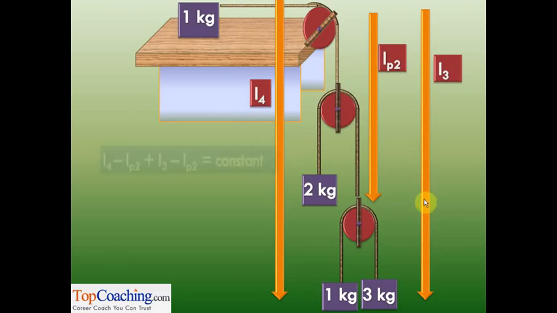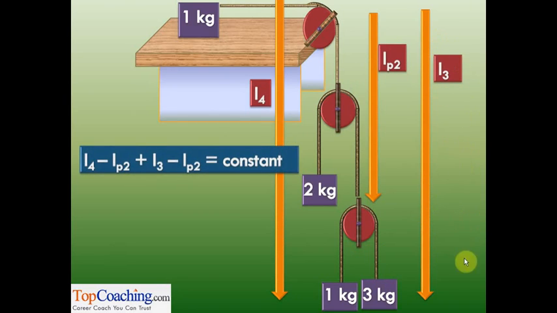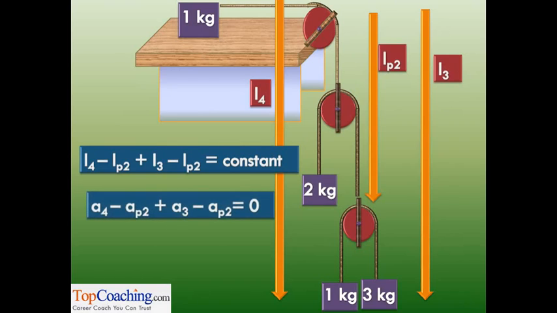As you can see, in this case, L3 minus LP2 plus L4 minus LP2 equal to constant. As you can see, the length of the third thread is constant. So the left portion of the thread that joins the 1 kg block and the movable pulley is L4 minus LP2. The second portion of the thread is L3 minus LP2. So therefore, since this is constant, we can say that A4 minus AP2 plus A3 minus AP2 is 0.